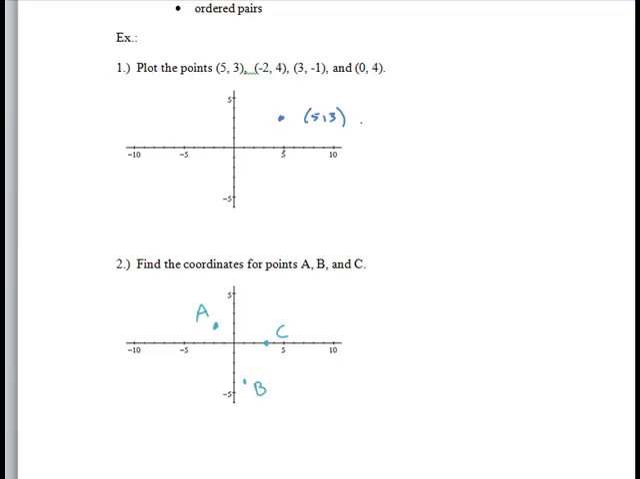The ordered pair (-2, 4): x is equal to negative 2, y is equal to a positive 4. So negative 2 on the x-axis, positive 4 on the y-axis would meet at approximately this point here, which is of course then in the second quadrant.